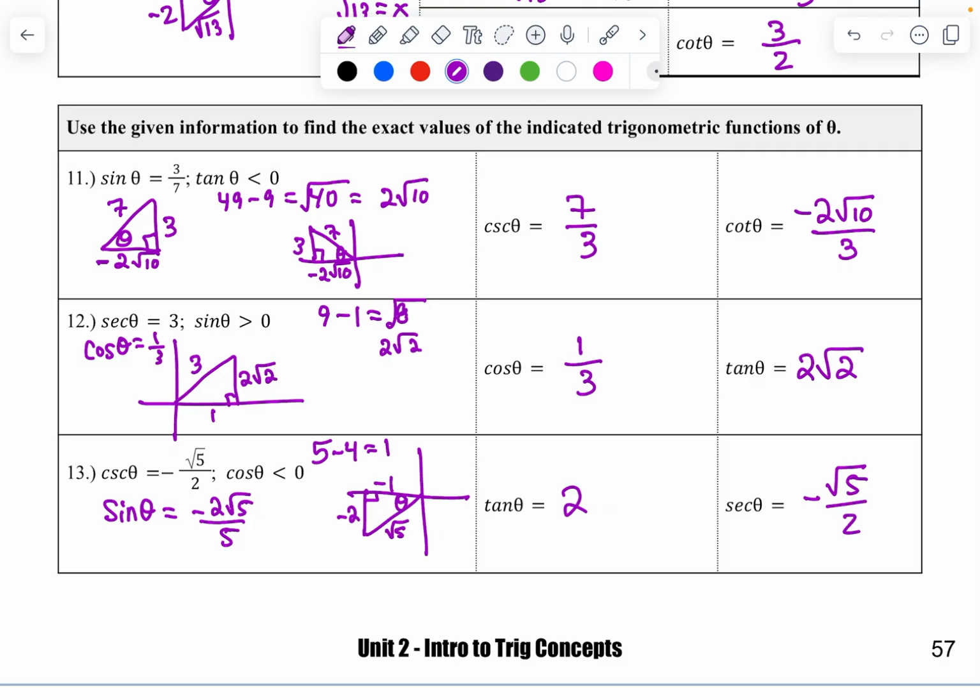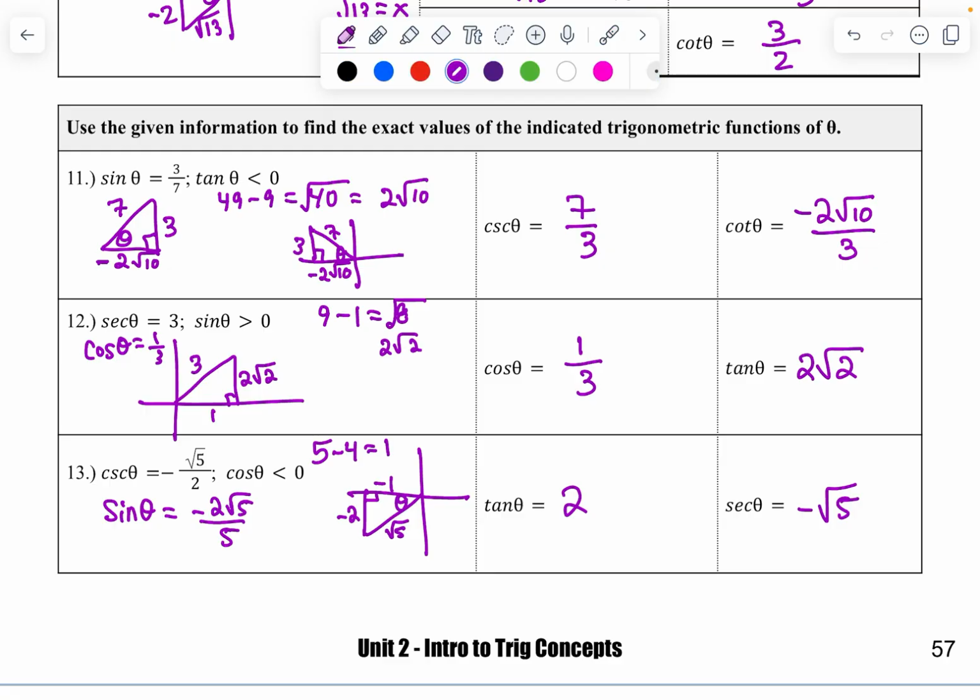Oh, nope, that's not right. Cosine is not opposite. Cosine is adjacent. So cosine would have been negative 1 over the square root of 5. But we need the reciprocal of that, the secant. So we need hypotenuse over the adjacent side. So negative square root of 5. Sorry about the silly mistakes on this last one.